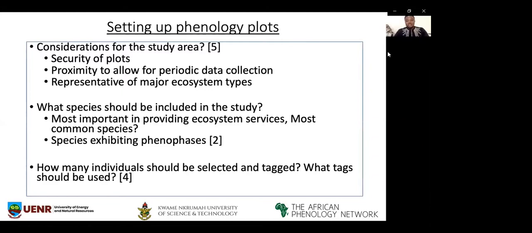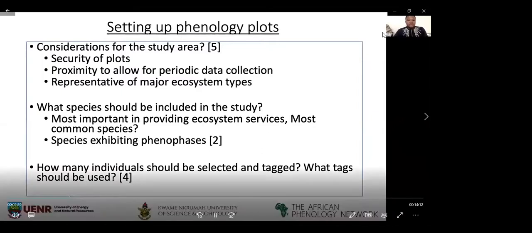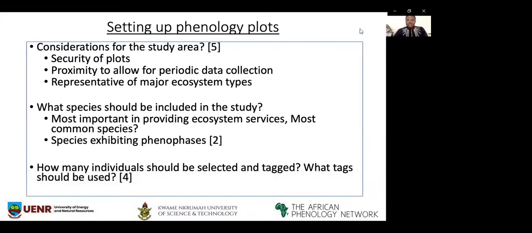The key considerations for this study, because these were permanent plots, was where we placed them. We needed to put them in places where the security of the plots could be guaranteed. We wouldn't want a place where you go in and the next day you have some logging activity going there, you have the tag stolen, and things like that. So we needed places where there was some security, and we also needed to select places with limited human interaction.